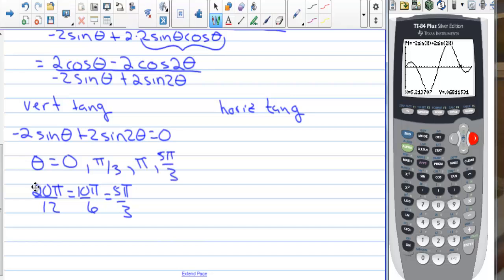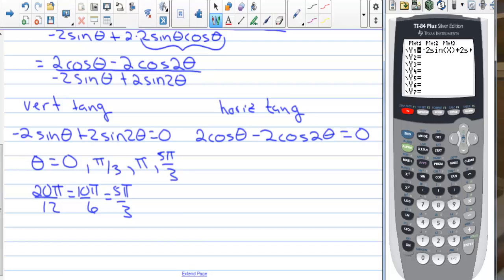Now let's do the same thing for horizontal tangents. Horizontal tangents is where the derivative is 0. How do you make a fraction 0? You make the top 0. 2 cosine of theta minus 2 cosine of 2 theta, we want that to be equal to 0. So we go to y equals, clear this out, 2 cosine of theta minus 2 cosine of 2 theta. And we'll see where this is 0.